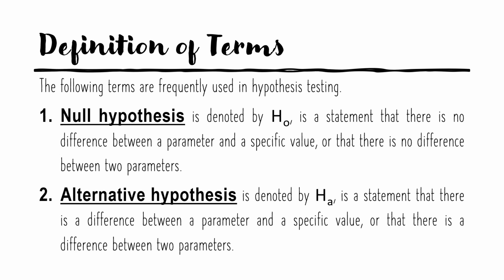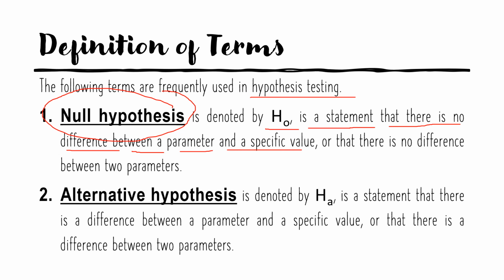For the definition of terms, the following terms are frequently used in hypothesis testing. First, let's start with your null hypothesis. It is denoted by H0. So we simply use H0 to represent your null hypothesis. It is a statement that there is no difference between a parameter and a specific value, or that there is no difference between two parameters. So your null hypothesis always shows equality between your parameter and your specific value.